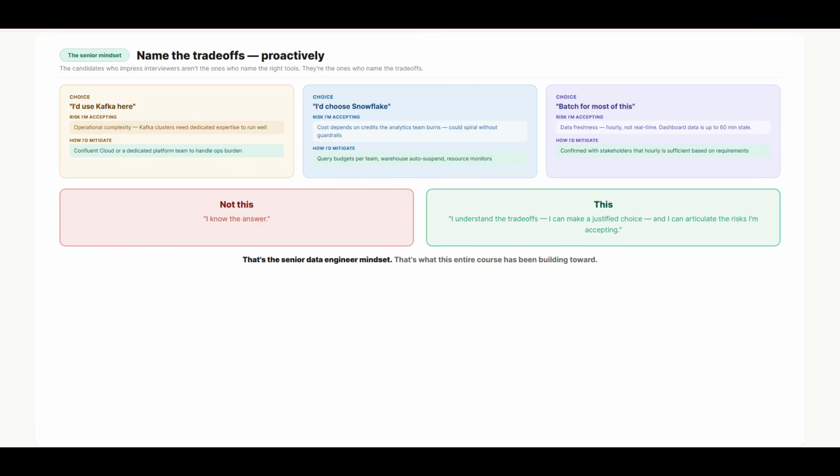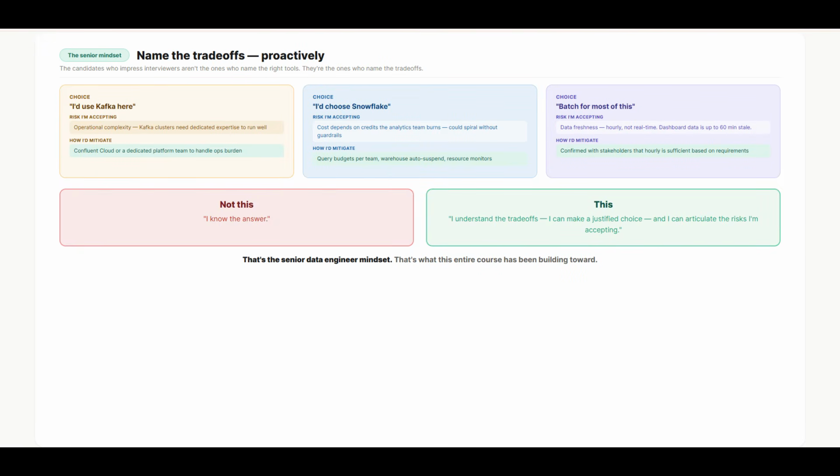The candidates who impress interviewers aren't the ones who name the right tools. They're the ones who name the trade-offs proactively, who say, I'd use Kafka here and the risk I'm accepting is operational complexity. Here's how I'd mitigate it with Confluent Cloud or a dedicated platform team. Who say, I'd choose Snowflake for the warehouse, but I want to flag that our cost model depends on how many credits the analytics team burns. Here's how I'd implement query budgets and warehouse auto-suspend to manage that.